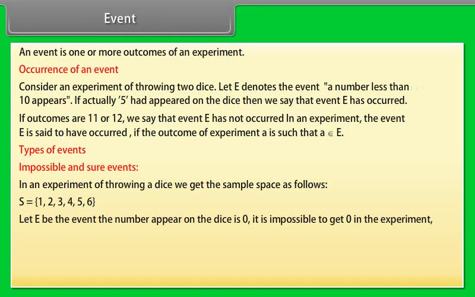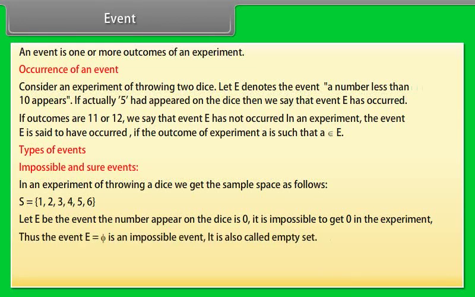Let E be the event: the number that appears on the dice is 0. It is impossible to get 0 in the experiment. Thus, the event E is equal to phi, an impossible event. It is also called the empty set.